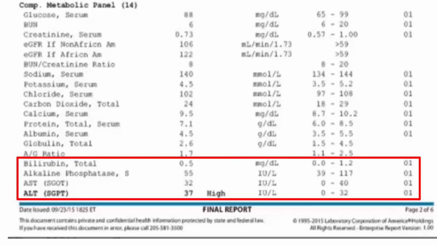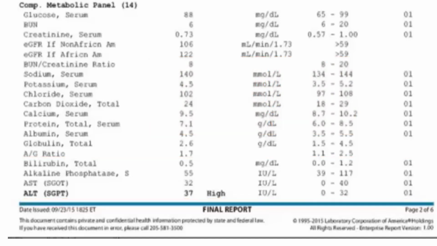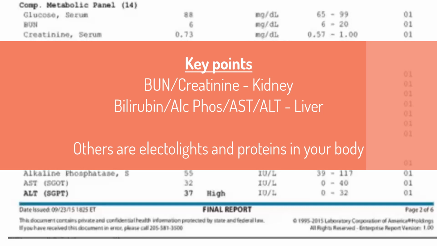The last four values here, bilirubin, alkaline phosphatase, AST, and ALT, those are all liver tests. If those are high, sometimes that can indicate liver injury, or it can indicate some sort of dysfunction or obstruction within the liver-gallbladder system. So I guess the big takeaways from this: the BUN and creatinine are for kidney. The bilirubin, alkaline phosphatase, AST, and ALT are liver tests. And then the rest are electrolytes and proteins in your body.